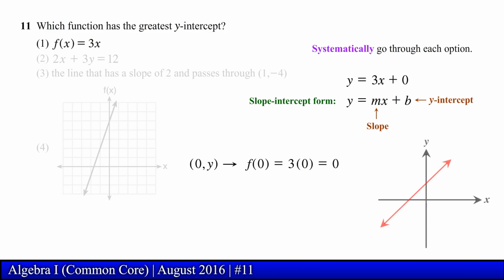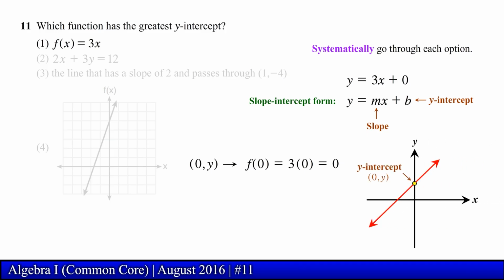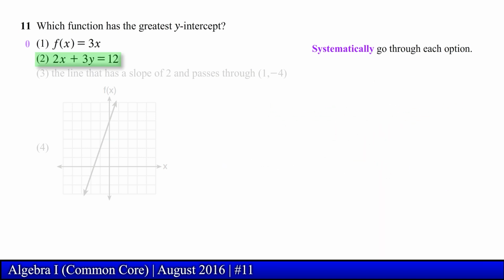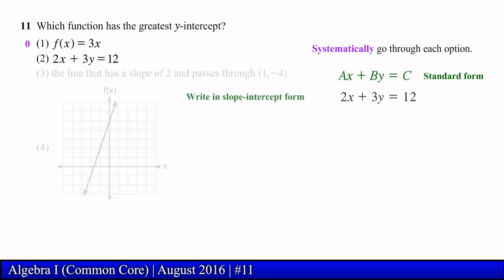Recall that the y-intercept of a function is the point where the function crosses the y-axis and has an x-coordinate equal to 0. Taking a look at option 2, we see that we have the standard form of the equation of a line of the form ax plus by equals c. We can determine the y-intercept by rewriting the function into the slope-intercept form by solving for y. So we first subtract 2x from both sides of the equation.